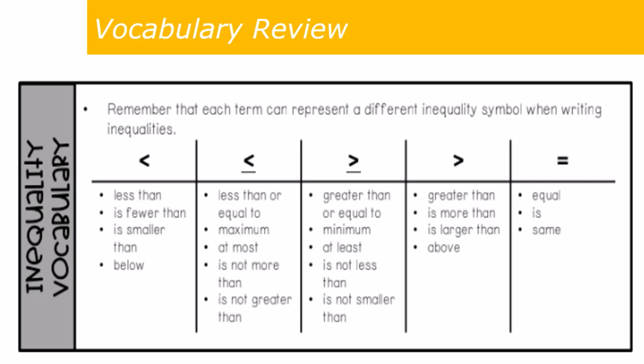The words associated with the inequality sign less than or equal to would be maximum, at most, is not more than, is not greater than. The words associated with the greater than or equal to sign would be minimum, at least, is not less than, is not smaller than. The words associated with the greater than sign are more than, is larger than, and above. And words that we are already familiar with, the equal sign, which would be is or the same.